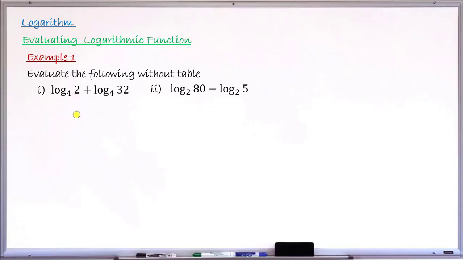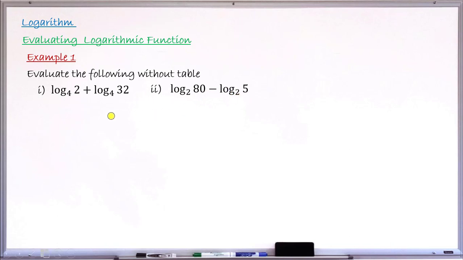To begin the lesson, my dear student, let's move quickly to more examples, starting with the very first one, where we are asked to evaluate the following without using a table, meaning without using four-figure tables. Question 1: log to base 4 of 2 plus log to base 4 of 32. Question 2: log to base 2 of 80 minus log to base 2 of 5.